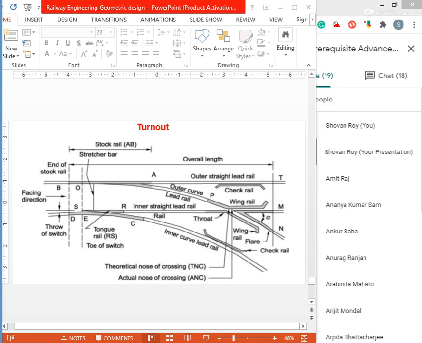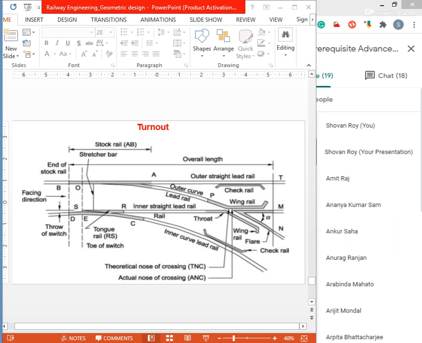Achha, there is another thing, that is lead rails. The four sets of lead rails are in the picture. This is the lead rail, and this is also a lead rail. But this is the wing rail, this is the lead rail, this is also a wing rail, and this is also a lead rail. Compared to the lead rail, the wing rail, check rail, tongue rail and stock rail are the important things.